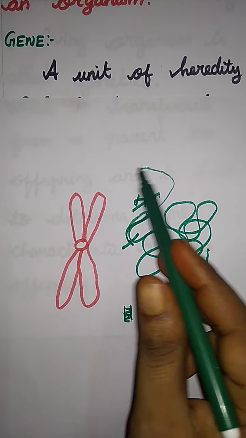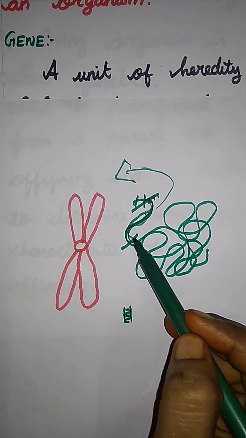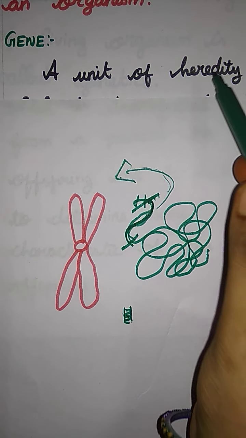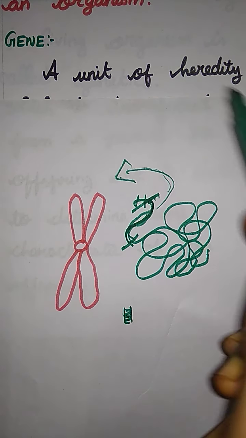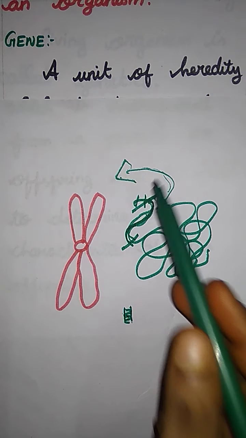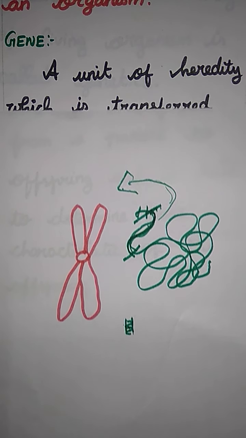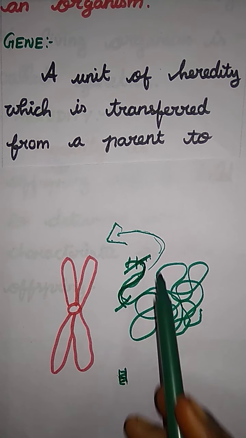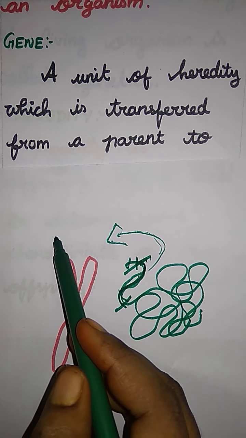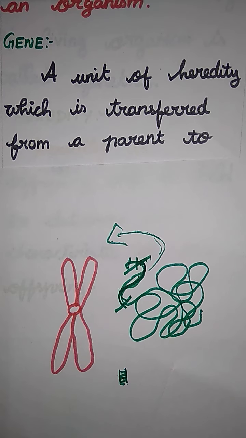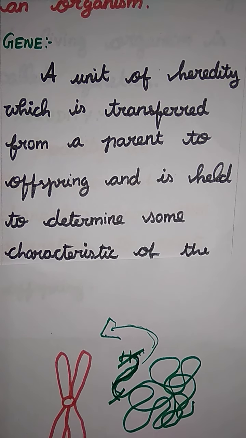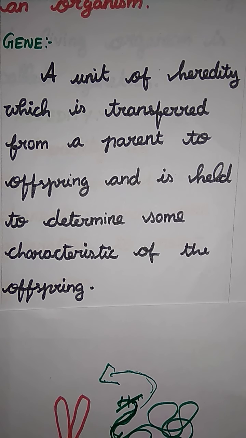So they are also carrying the traits to the next generation. Heredity is carrying of character from one generation to another generation. Here they are called a unit of heredity, which is transferred from a parent. This is present in a parent. When they reproduce, they are carried to the offspring and held together to determine some characters of the offspring.